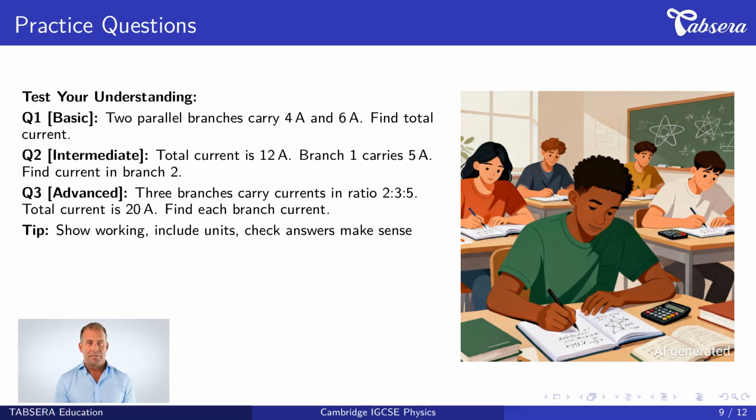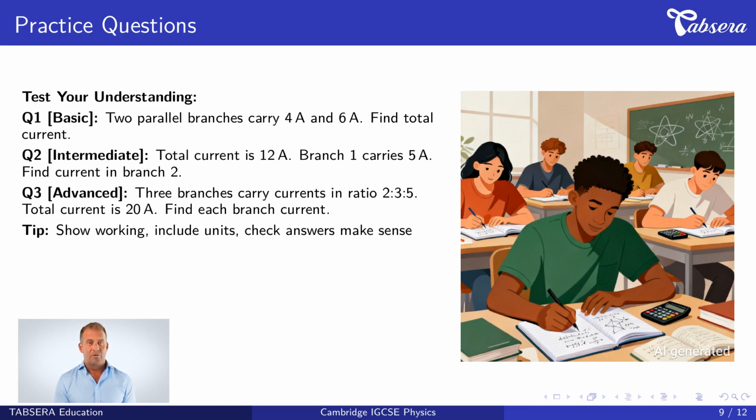Question 3 is advanced level. The question is, 3 branches carry currents in the ratio 2 to 3 to 5. The total current is 20 amperes. Find each individual branch current. This tests your analytical skills with ratios and proportional reasoning.